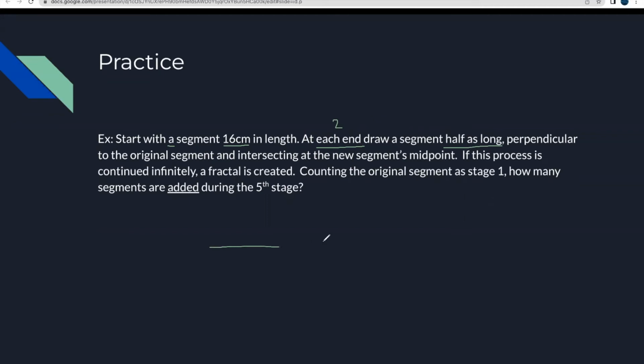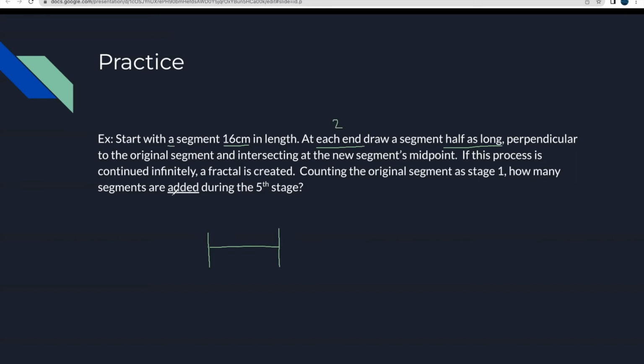What this is saying is you draw segment 16. At each end, draw a segment half as long, perpendicular like so. So this is the midpoint. And then if this process is continued infinitely, a fractal is created. Continuing counting the original segment at stage 1, how many segments are added during the 5th stage?